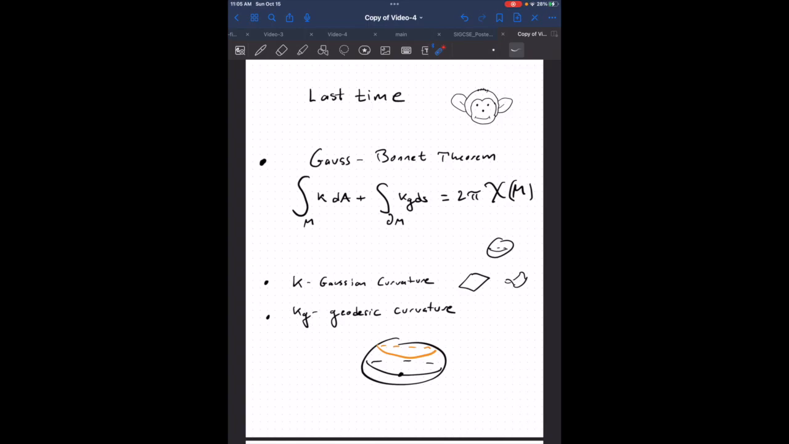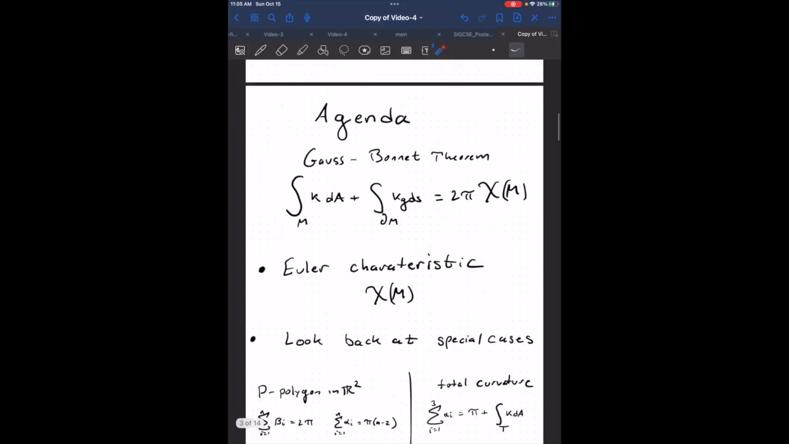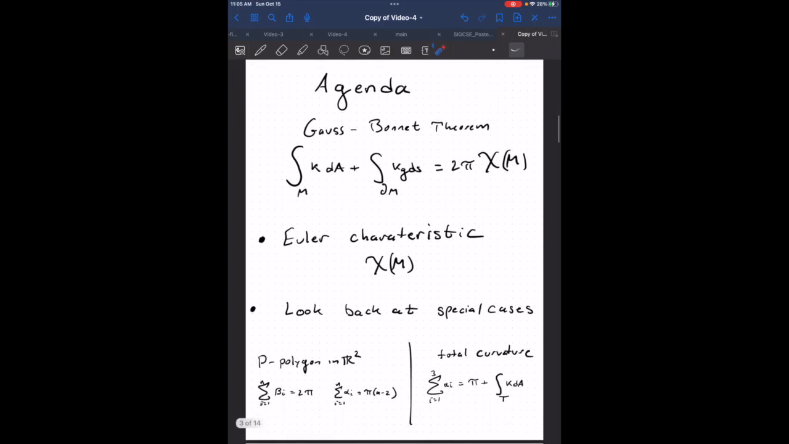So we know the left-hand side of the Gauss-Bonnet theorem, we're going to add up the Gaussian curvature on the interior of our manifold and the geodesic curvature on the boundary of our manifold, if our manifold has a boundary. It might not. And then what's left to talk about is this quantity over here. So that's what we're going to talk about today, and that's the Euler characteristic.